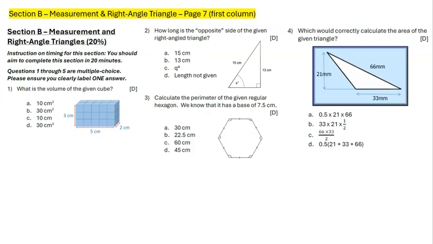Question number 1, what is the volume of the given cube? I've written cube here actually. That should be cuboid, shouldn't it? So it's a bit of a typo. Hopefully some of you noticed that as well.